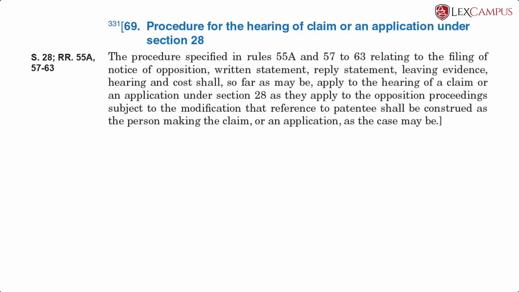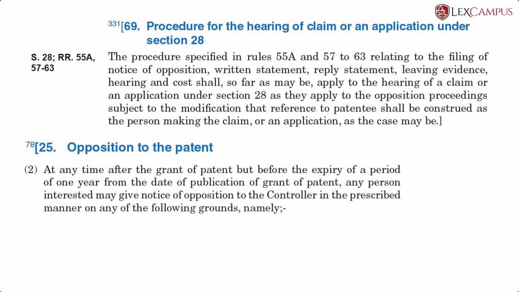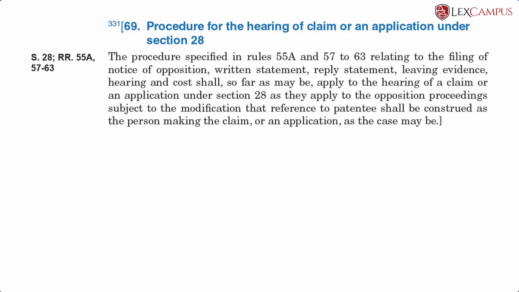So, we are only talking about hearing and notice of hearing, but to whom it is sent will be decided by the kind of proceeding, because in 28 notice can be sent to applicants, notice can be sent to inventors, notice can also be sent to interested persons whom the controller feels is interested, we saw that. Whereas, in post grant notice can only be sent to two parties, the post grant opponent and the patentee, there is no third party. So, these modifications, that is what it says, subject to modification, that reference to patentee shall be construed as a person making the claim or application as the case may be. So, subject to those modifications, these provisions will apply.